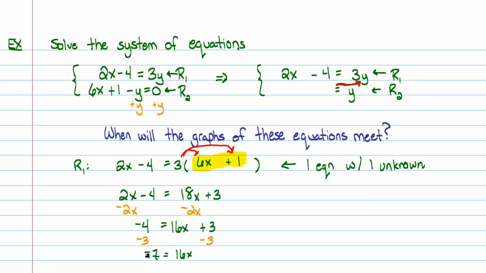We're not done, of course. I'd like to know what the x value for the point they meet is. So I'll divide both sides by 16, and I find out that x is negative 7/16. That right there is one of the coordinates for the solution. I know that they meet when x is negative 7/16.